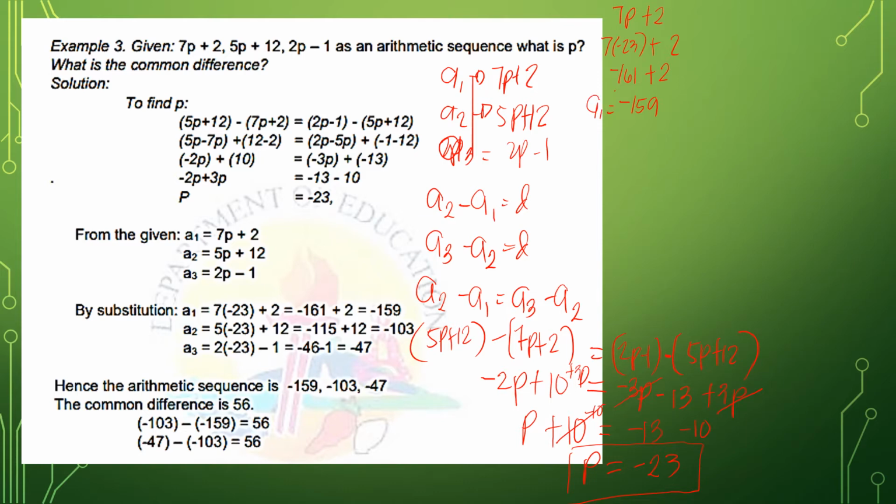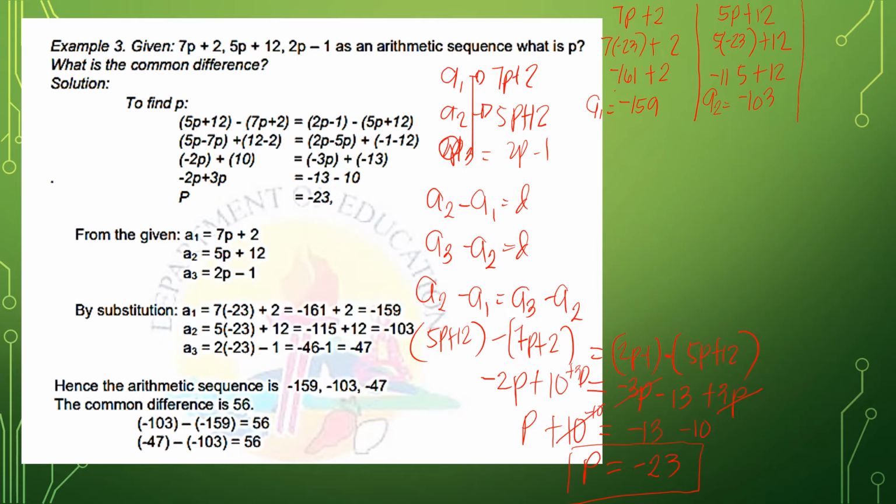For the second term, 5p plus 12, so we will substitute negative 23 to p. So, 5 times negative 23 plus 12. 5 times negative 23 is equal to negative 115 plus 12. Negative 115 plus 12 is equal to negative 103. This is your second term.